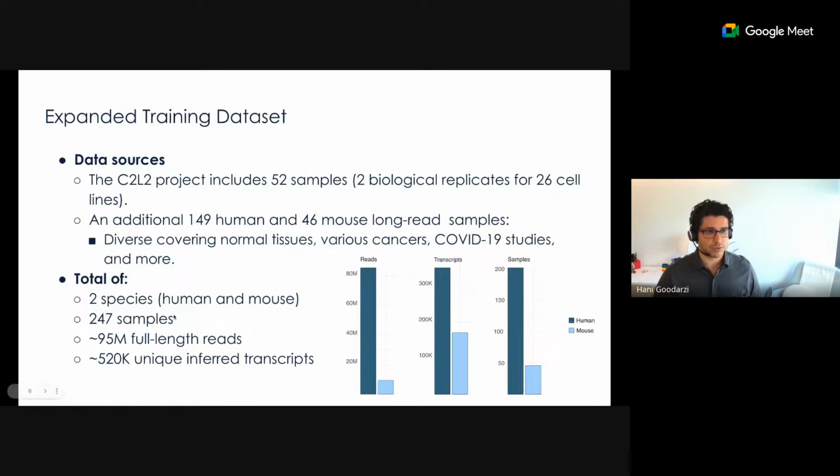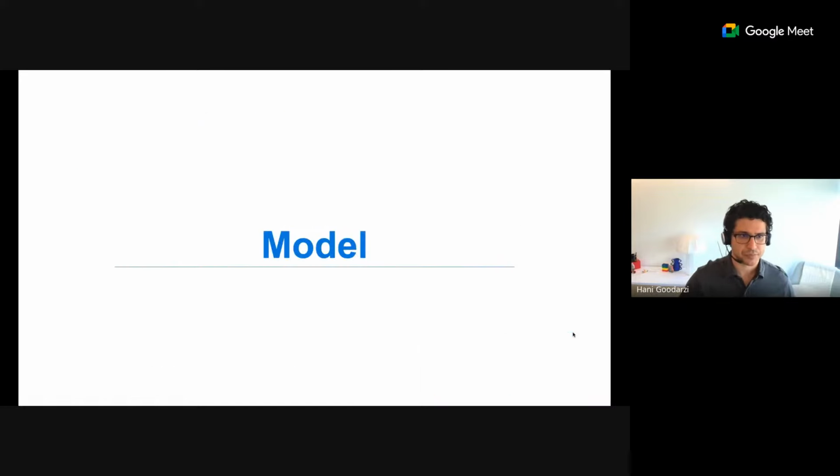So in total, we had 2 species, close to 250 samples, close to 100 million full length reads, about 500,000 unique isoforms. So it's a very large number. And again, here you can see the number of samples for human and mouse. So we have 2 species, of course, a lot more in human, but we also have mouse as well. Okay, so this is our training data.